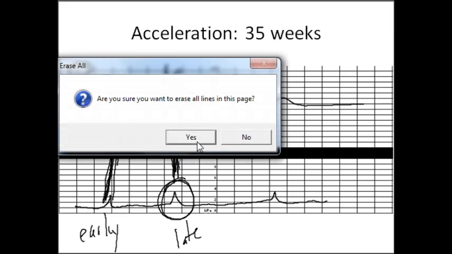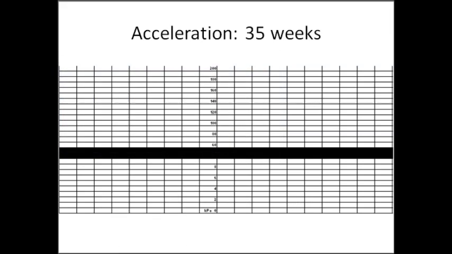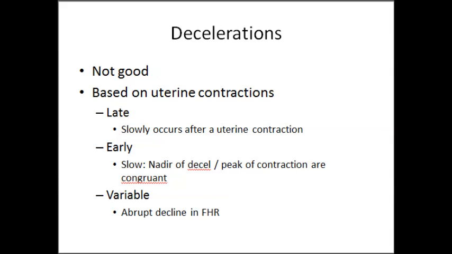Okay, now let's move on to decelerations. So for a deceleration, it's not good. So we have three different forms. We have the late, we have the early. So that's exactly what we were just talking about. Late slowly occurs after uterine contraction. So here's our uterine contraction, here's our baseline. We would see that deceleration slowly and back to normal.